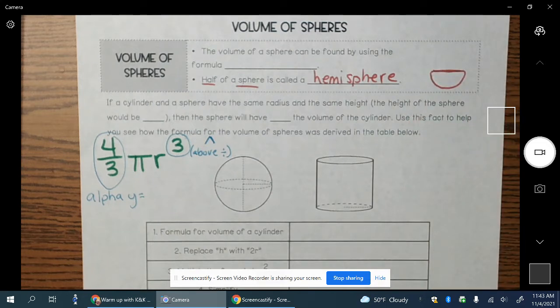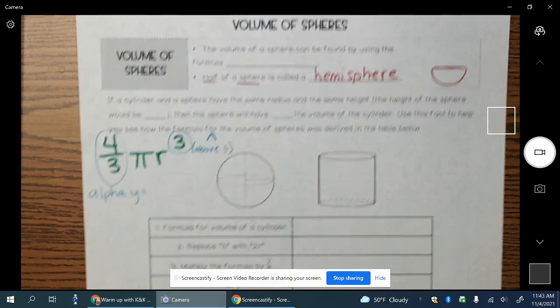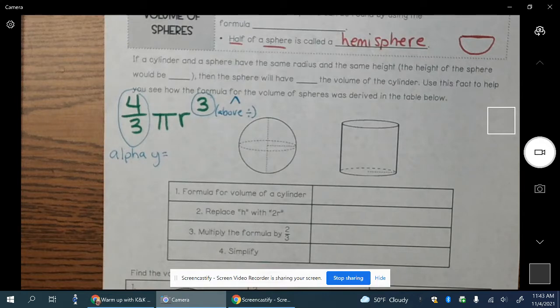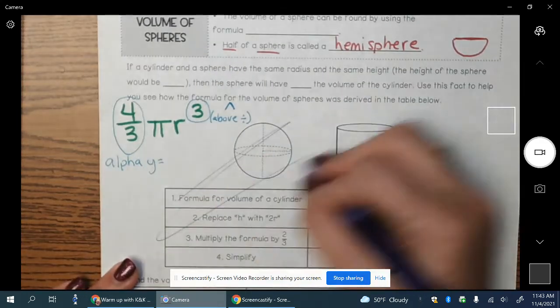Oh, Santa Claus is a circle. Okay? No. No, he's not.